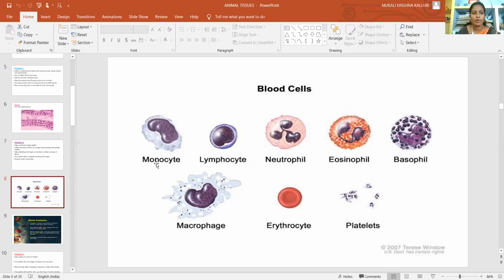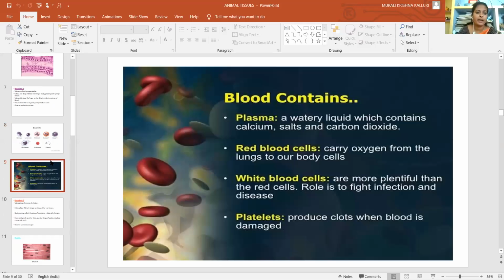These are monocytes, lymphocytes, neutrophils, eosinophils, basophils, macrophages, erythrocytes, and blood platelets. These are all the blood cells present in our blood. Okay. Next, our blood contains plasma, red blood cells, white blood cells, and blood platelets.